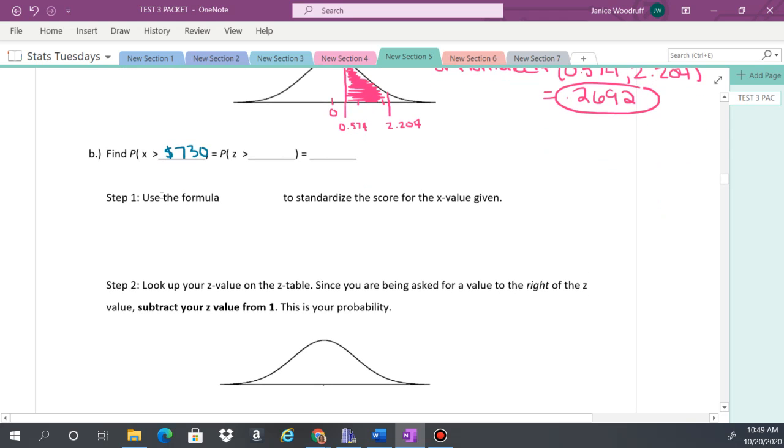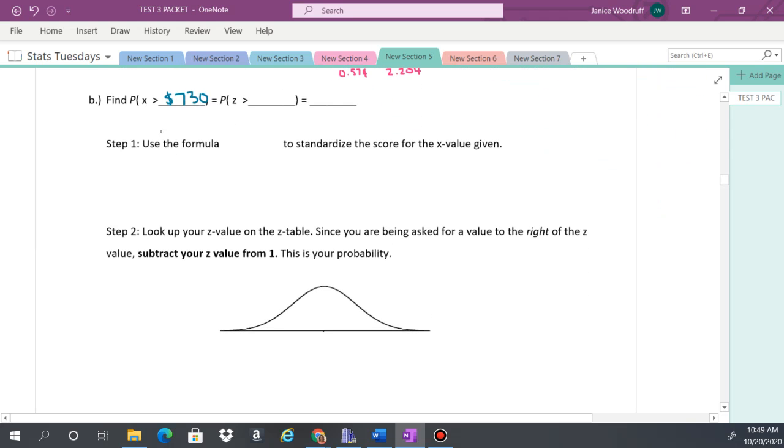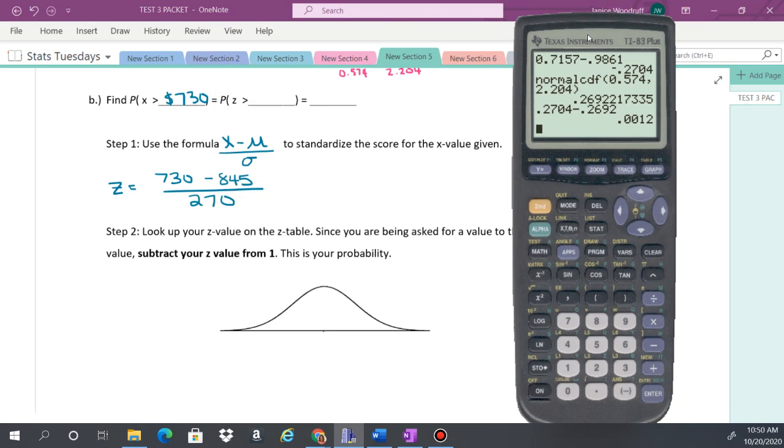So again, you're going to want to standardize that score to get the z-value. So you're going to use the same formula, x minus the mean over the standard deviation. So our x here would be 730. We're still using the mean 845 and the standard deviation 270. So we get that z value. That's going to give you negative 0.426.